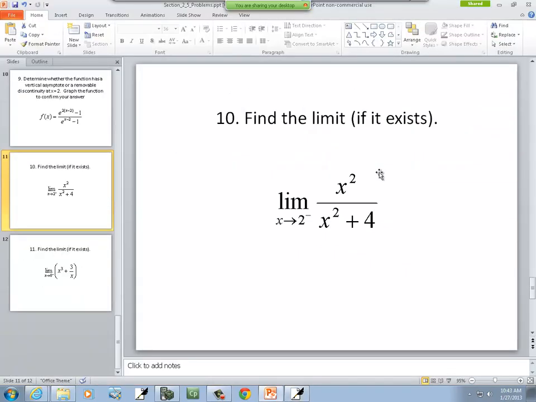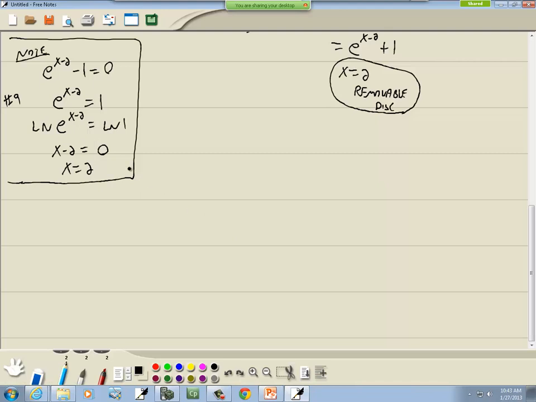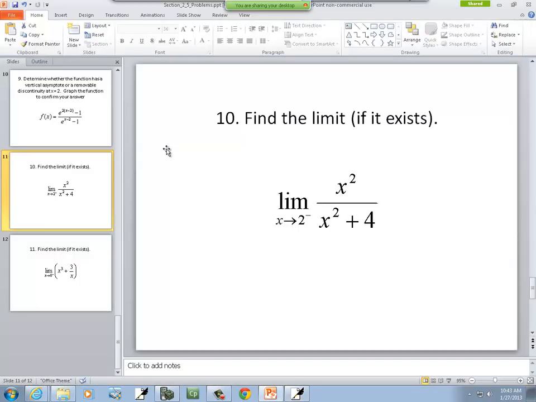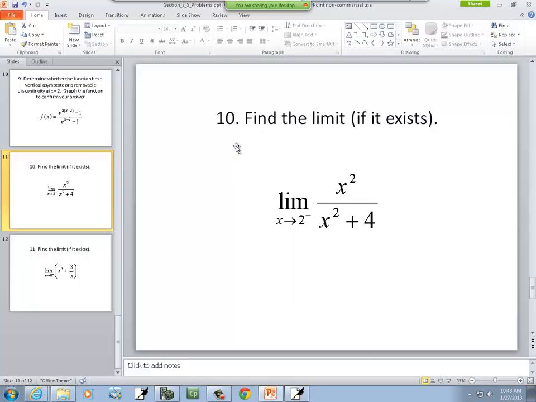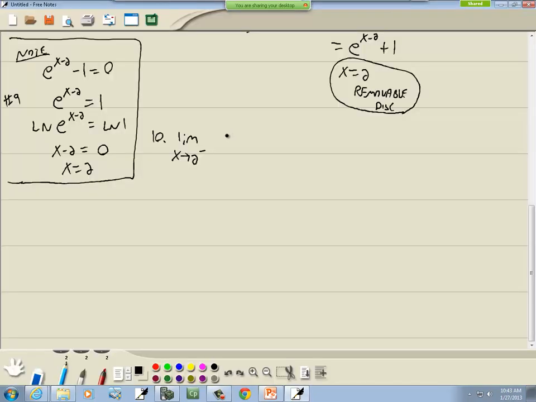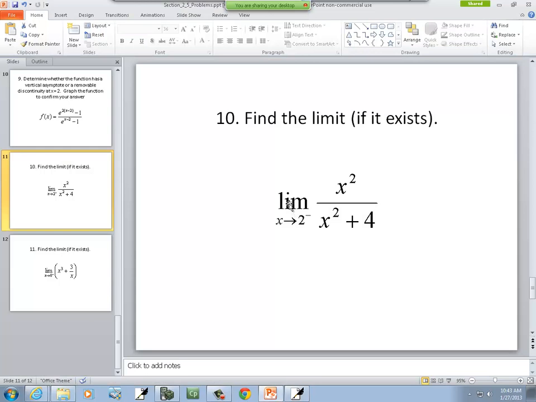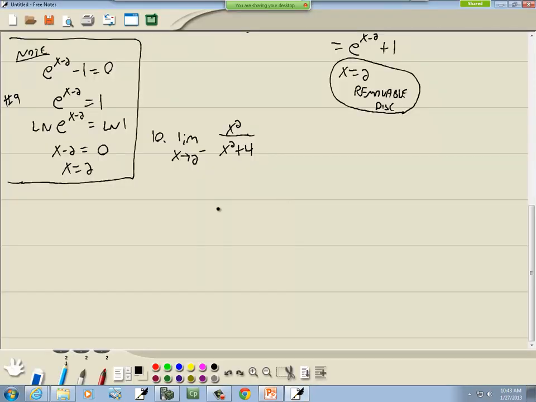Now the next problem is wanting you to find a limit. Find the limit as x approaches 2 from the left-hand side, that's what that negative means, of x squared over x squared plus 4. Well, let's first talk about the vertical asymptotes.